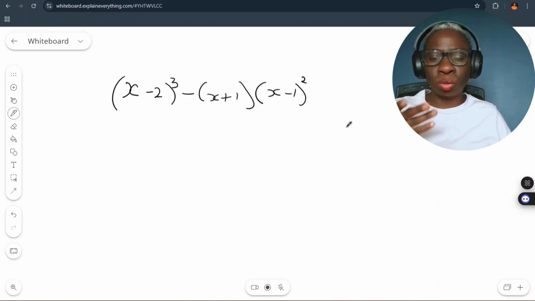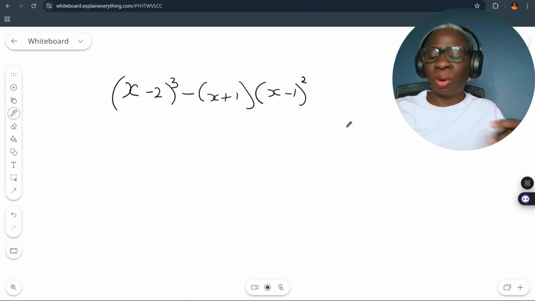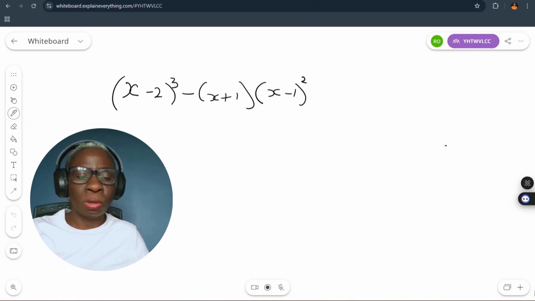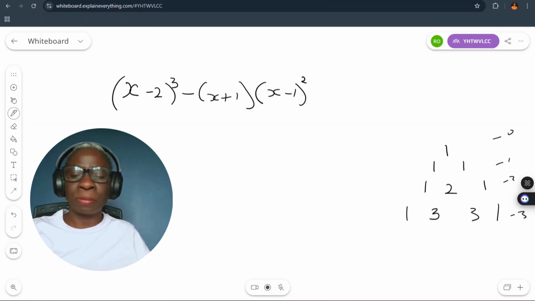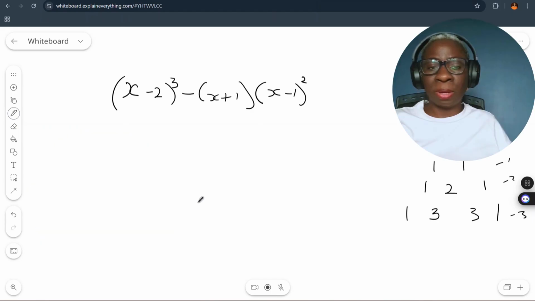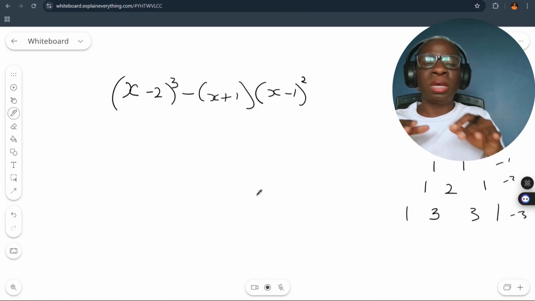Now, x minus 2 raised to power 3 is the same thing as x minus 2 times x minus 2 times x minus 2. But instead of going through that long process, we could just use the binomial theorem. Remember, the binomial triangle looks like this: 1, then we have 1, 1, then we have 1, 2, 1, and then we have 1, 1 plus 2, 3, 3, 1. This is for power 0, power 1, power 2, power 3. And here we have power 3, so we can stop here. In binomial expansion, when the first one is decreasing, the second one will be increasing.